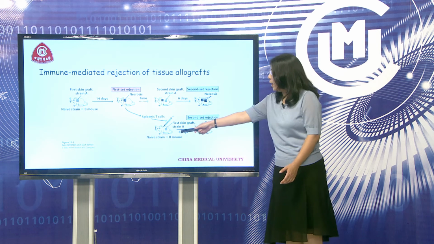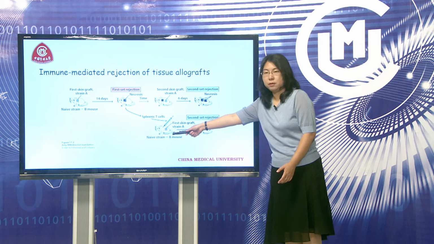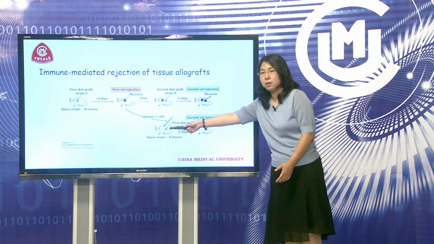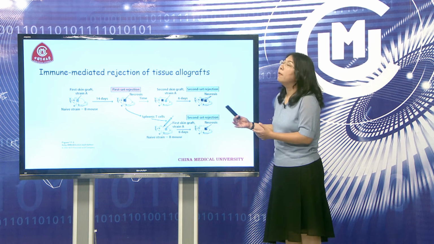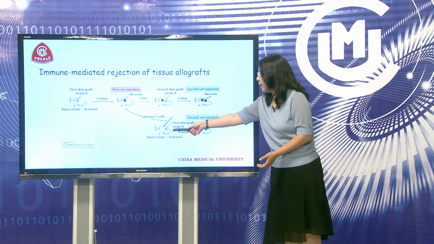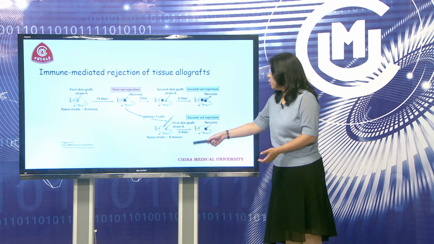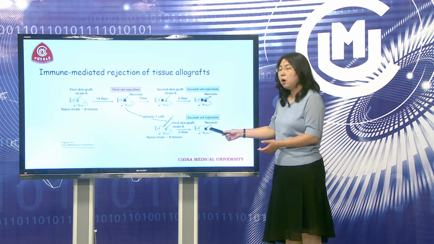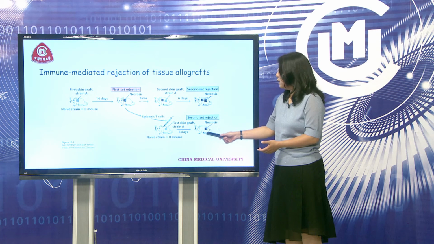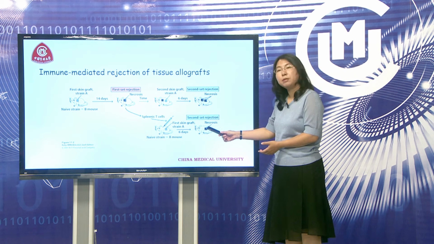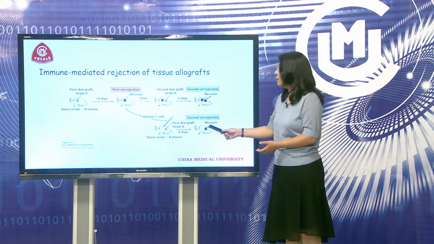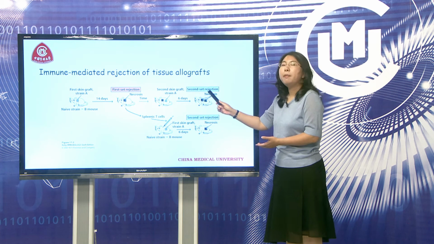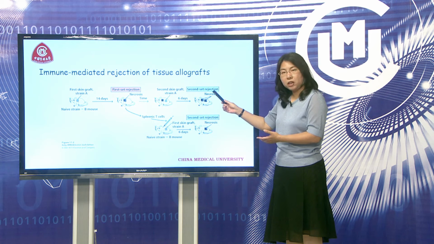Now we have this naive A mouse. We inject lymphocytes into this mouse. That means we transfer the immune memory to this white mouse. And also, we give this mouse the skin from mouse B. Around 6 days later, we found this mouse cannot accept this skin, and the skin became necrotic. So now we know the immune response mediated this reaction.